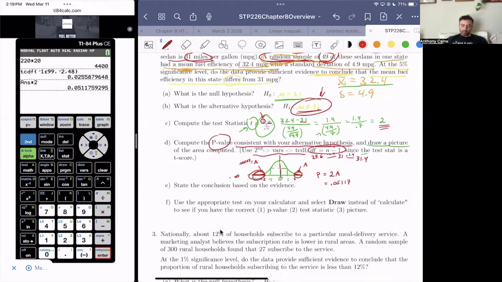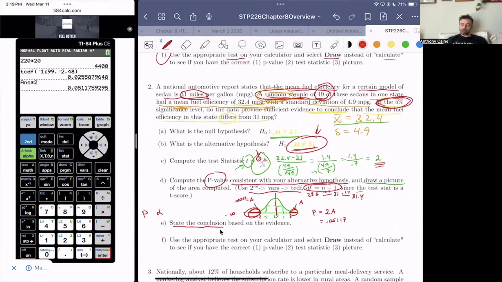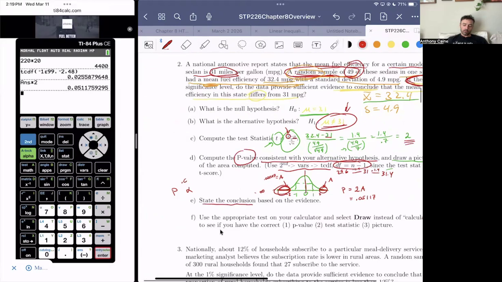Aha. So state the conclusion. So we need to compare p with alpha. All right. Our alpha value, we have a 5% significance level. So alpha is 0.05. Our p-value is 0.05117. So p is bigger than alpha. So this is when we do not reject. We fail to reject H naught.